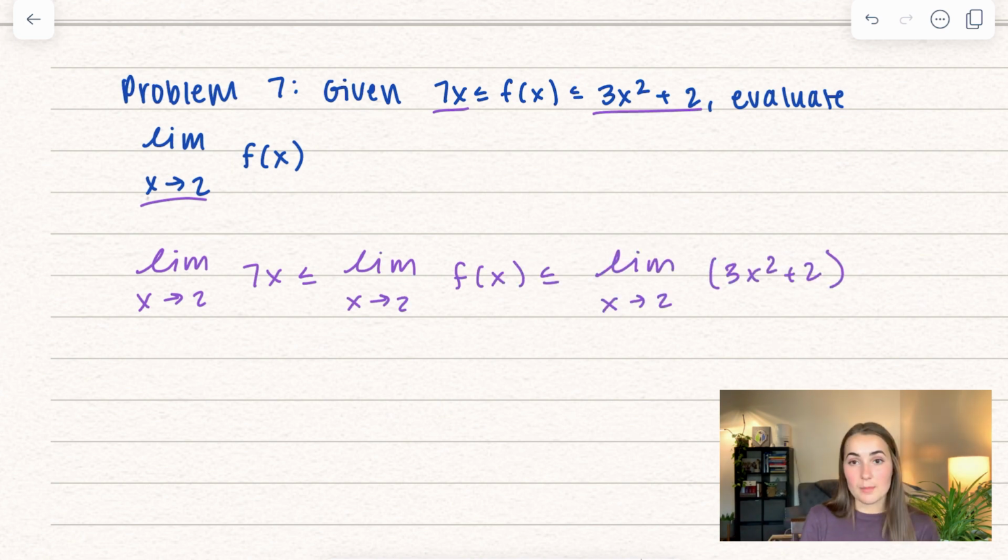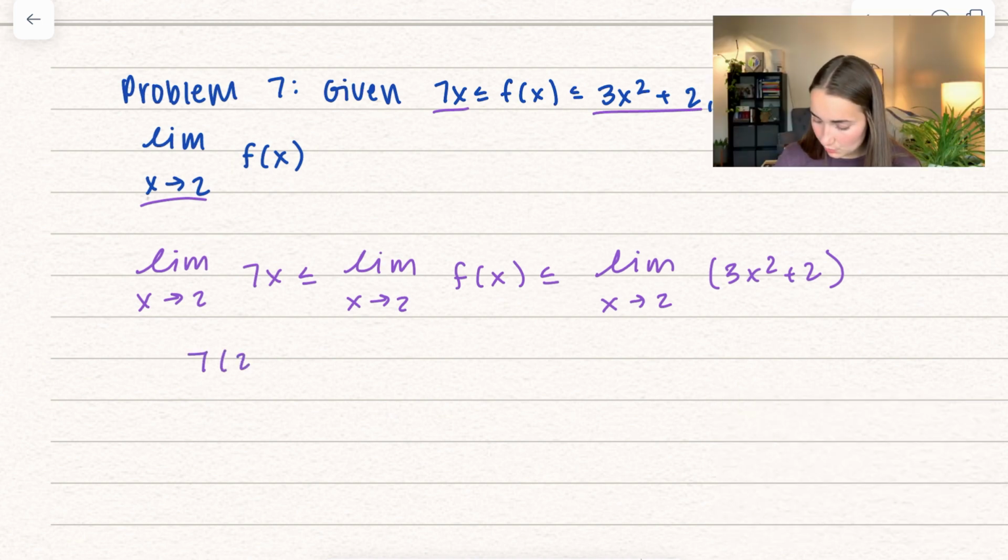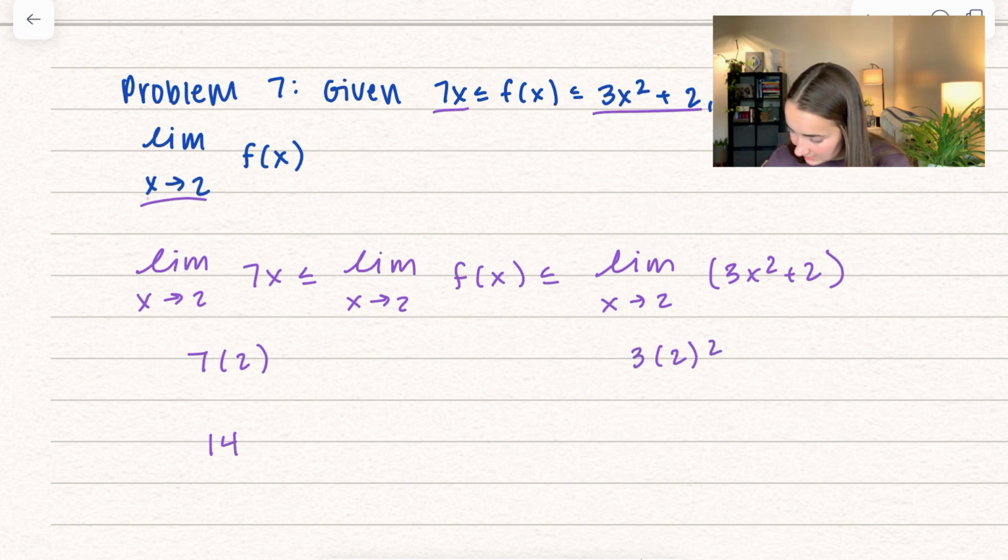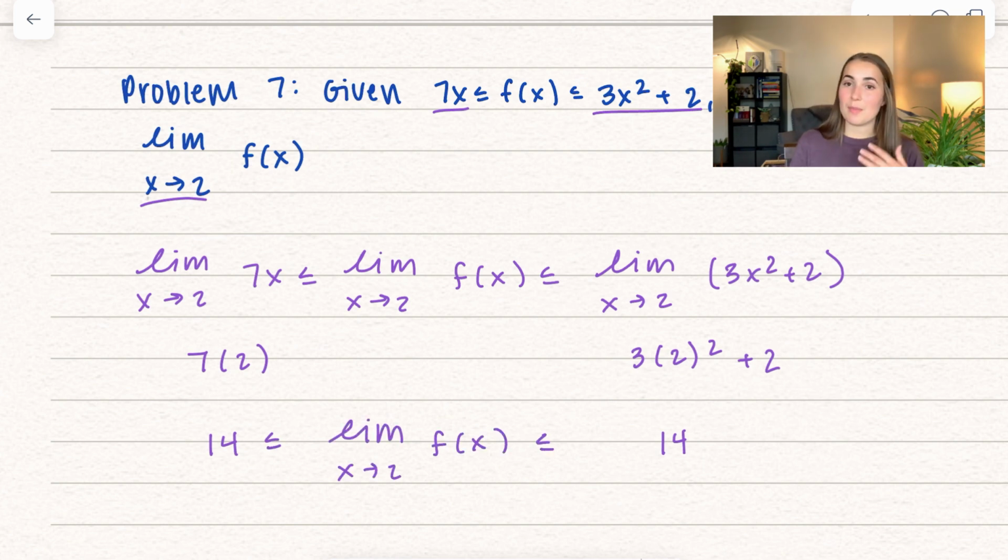On the lower and the upper bound, we can go ahead and use direct substitution. So I get 7 times 2 on the lower bound, which is equal to 14. And on the upper bound, I get 3 times 2 squared plus 2. So I get 3 times 4, which is 12. 12 plus 2 is 14. And that tells me how I'm bounded. So since I'm bounded below and above by 14, that means my function has to equal 14. So this entire limit is equal to 14. And this is, again, another application of the squeeze theorem.